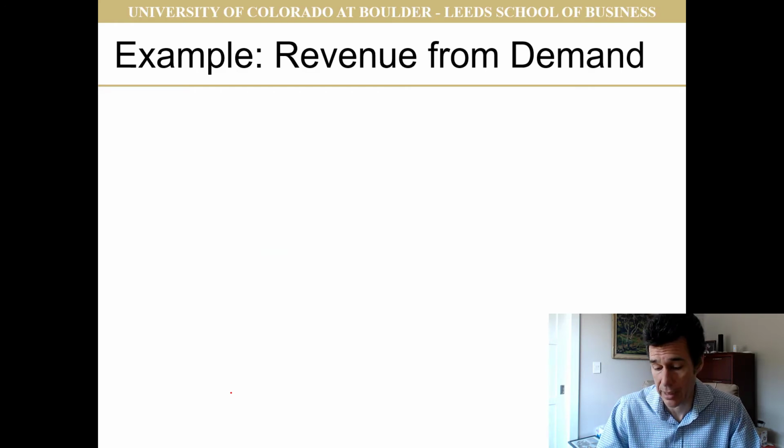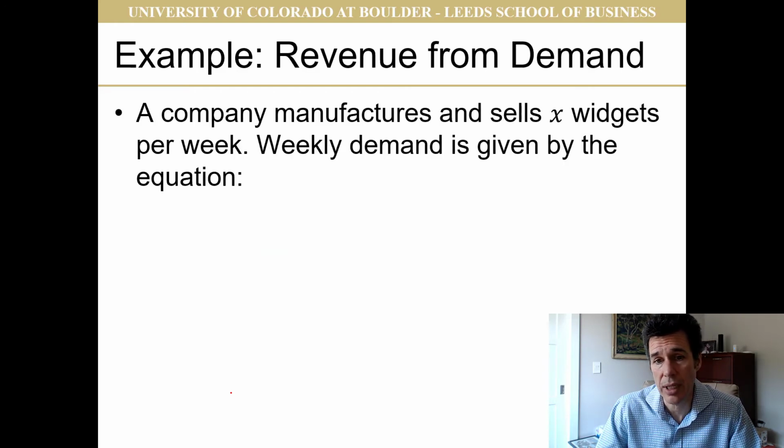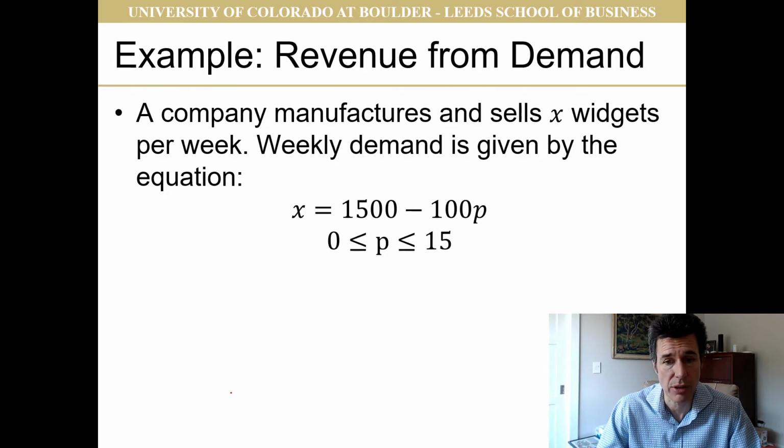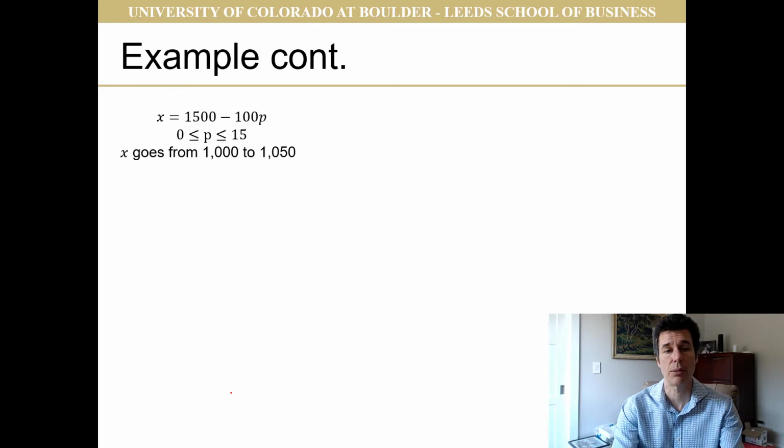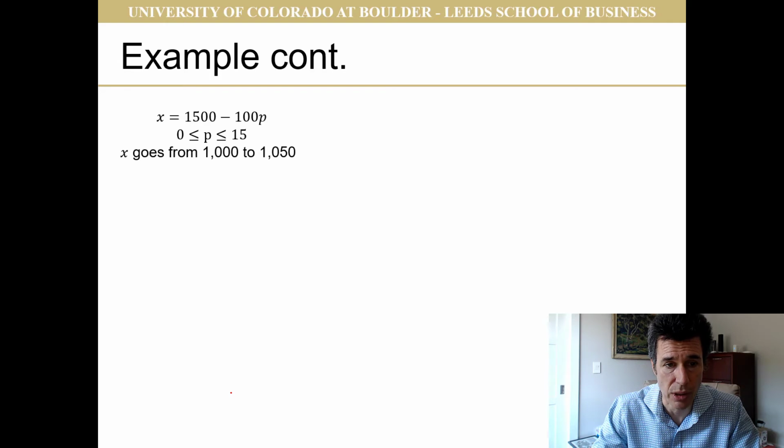Revenue from demand. A company manufactures and sells X widgets per week. Weekly demand is given by X equals 1500 minus 100P, where P is between 0 and 15. P is price, X is demand. We want to find the approximate change in revenue if production is increased from 1,000 to 1,050. Again, I've written the important information on the next page so we can do the work. We want to find the approximate change in revenue as X goes from 1,000 to 1,050.